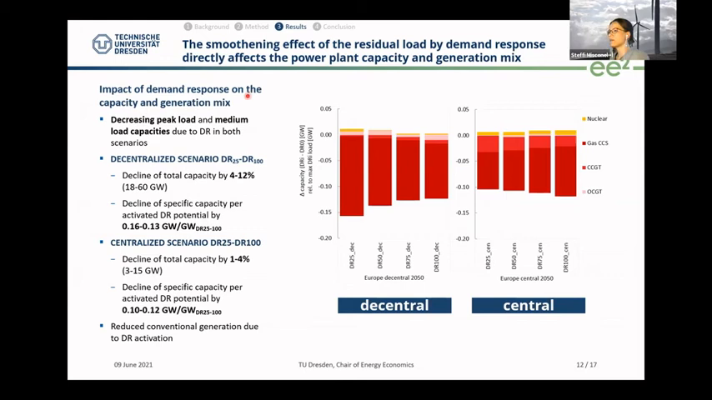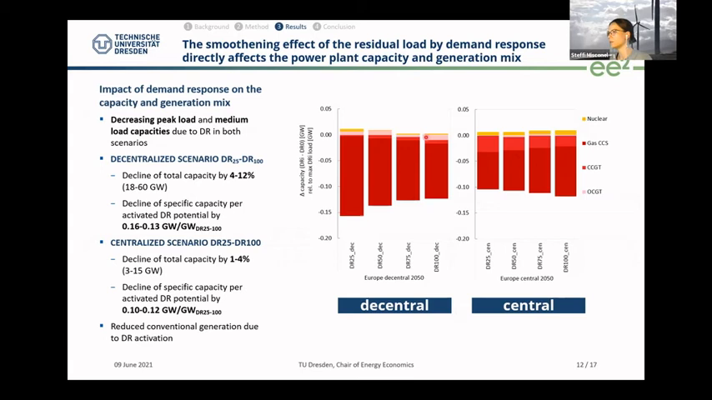And now the effect of demand response on the conventional capacity and generation mix. The smoothing effect of demand response on the residual load directly affects the power plant capacity and generation mix in both scenarios. And to have a better comparison of both scenarios, as I mentioned several times now that the model input is very different, we calculated more specific results. So here we illustrated the absolute change between the different sensitivities of different demand response potentials, so 25, 50, 75, and 100%, compared to the sensitivity without demand response, related to the maximum potential of each sensitivity. So now with these specific results, we can directly compare the decentralized and centralized scenario, also if the input parameters are very different.